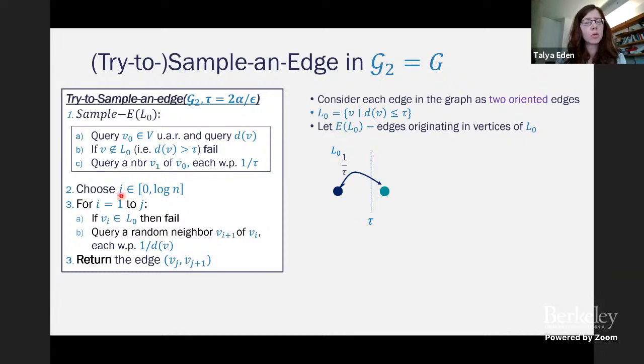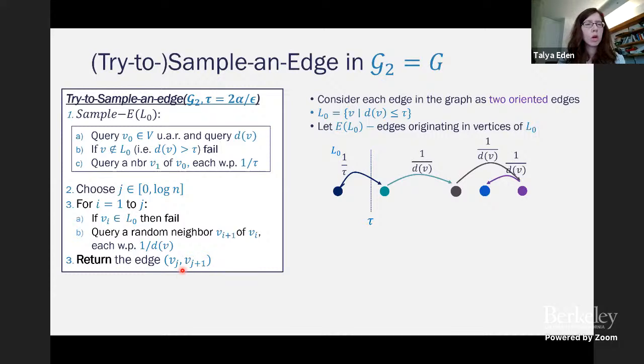And then we continue as follows. We choose j uniformly at random between 0 and log n, and we start a walk of length j. So each time we reach a vertex, we query one of its random neighbors. This time it's done uniformly at random. So if we hit a vertex v, then we sample one of its neighbors with probability 1 over d_v. And we continue to do so for j steps. If at any point we return to L_0, then we fail. Otherwise we just return this last edge in the walk, which we took.